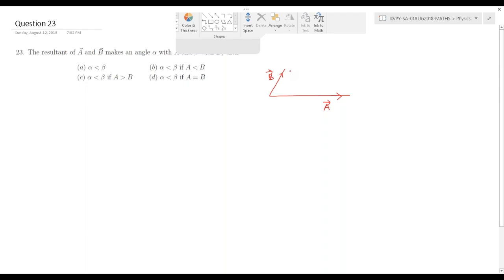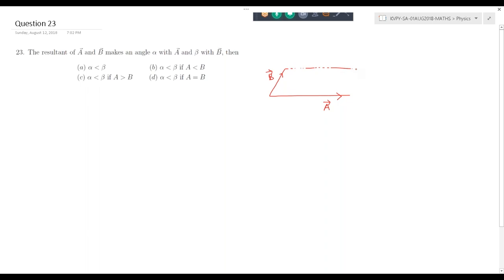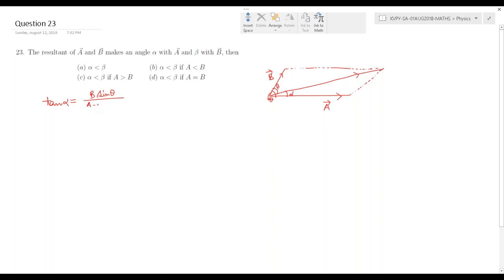So let me solve, Bharat, then you'll understand whether your answer is correct or not. If we complete the parallelogram, this will be the resultant vector. According to the question, the resultant vector makes an angle alpha with vector A and beta with vector B. Let's assume the angle between the vectors is theta. Then tan alpha is equal to B sin theta divided by A plus B cos theta.